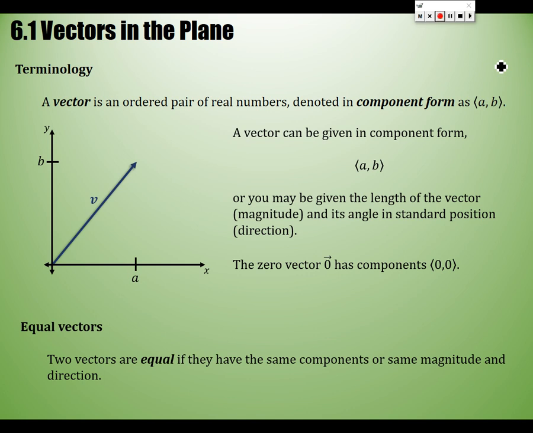Now you know what a vector is. It's the fastest you've ever been confused. Yeah. A vector is a two-dimensional number. There you go. That's the summary of this slide.